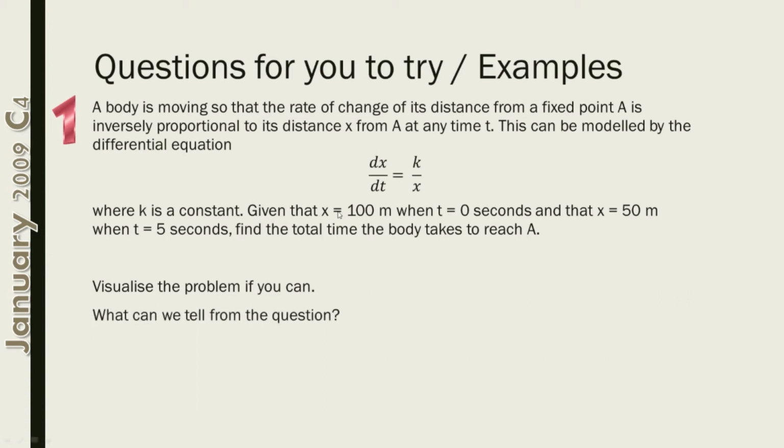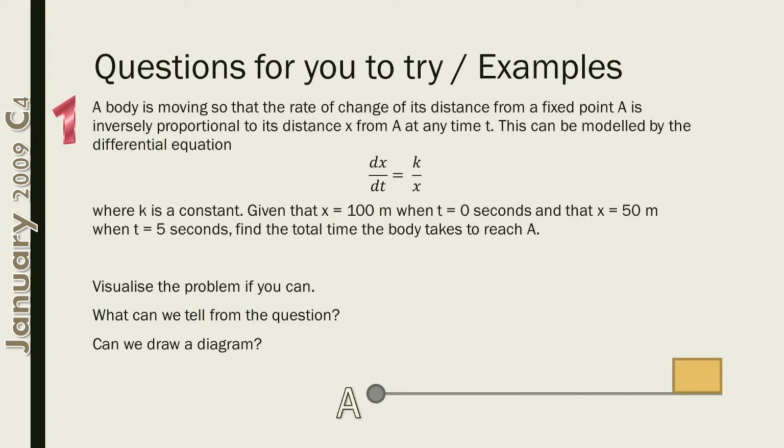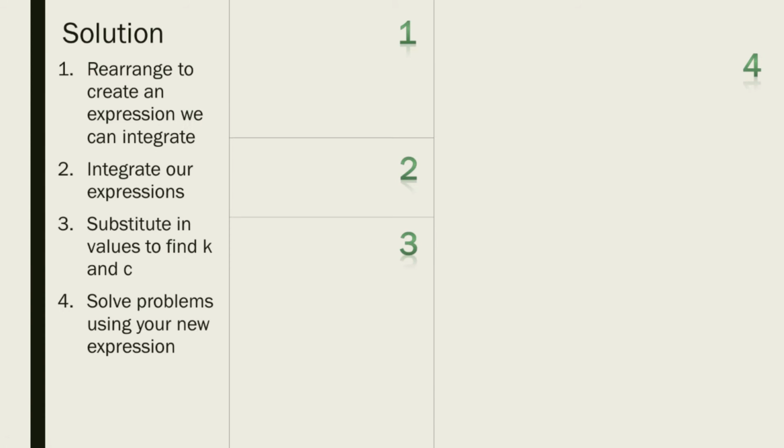Well, given that at time t equals 0, x equals 100, and that x equals 50 when t equals 5, we can see that if we put a fixed point A there, and the body that we're talking about at the right, it's actually moving in a direction towards A. It's getting closer to A as time goes on. This means when we find the total time the body takes to reach A, we can make a determination at that point. So I'm going to stick our 4 steps down the left hand side here, number them and work through them.